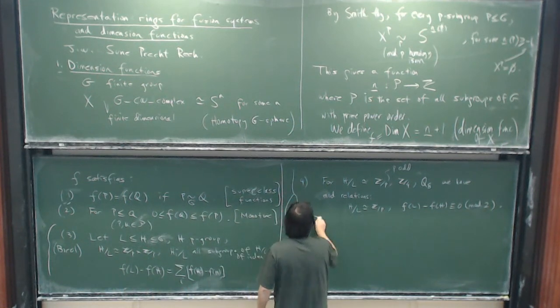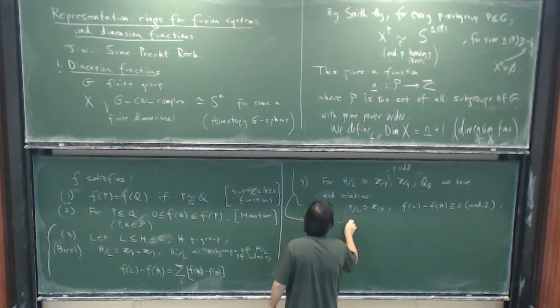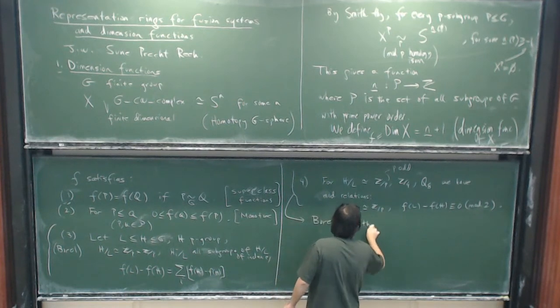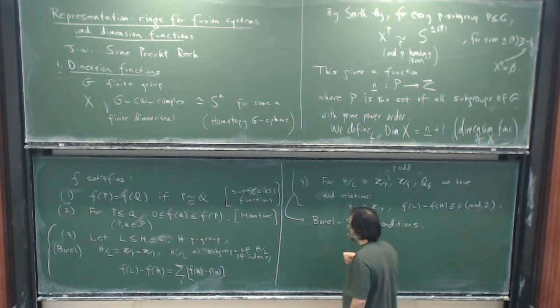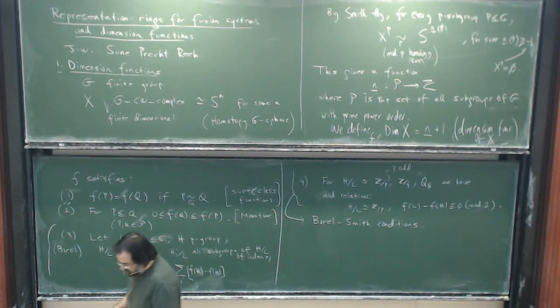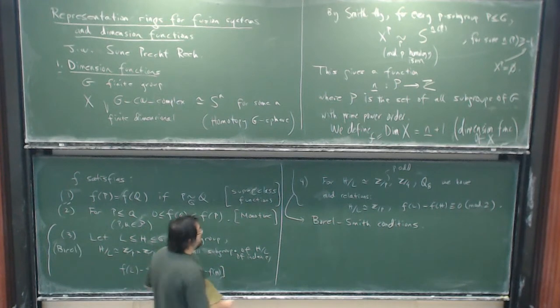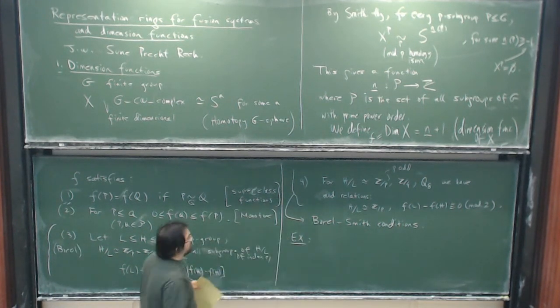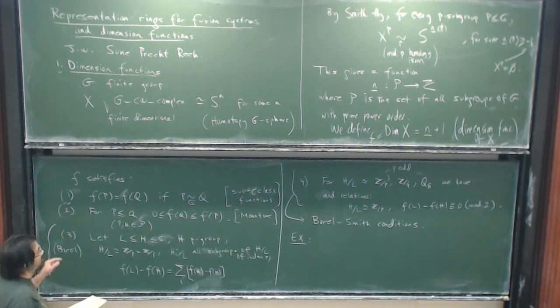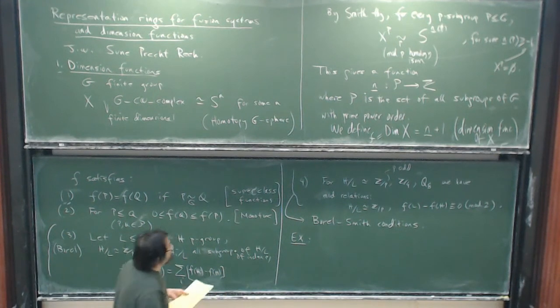These are called Borel-Smith conditions. And functions that satisfy these conditions are usually called Borel-Smith functions. So you may say, where do you find this? The easiest way to find Borel-Smith functions is to look at dimensions of representations.